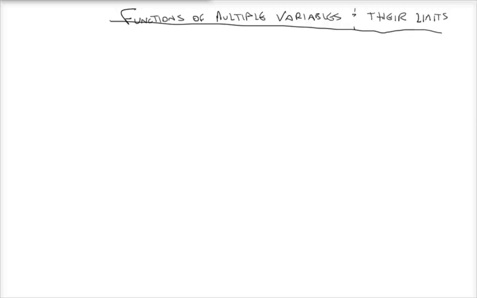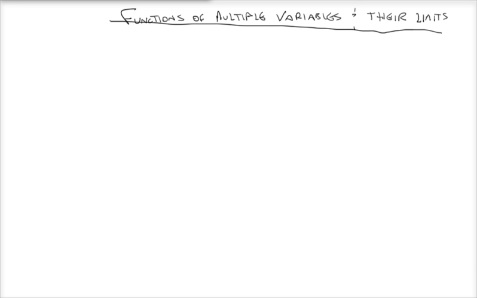Hey, so this is Joe, and this is the first video for the 14th chapter in Stewart's Calculus, and we're going to be talking about the functions of multiple variables and the limits of these functions, and also, by extension, the continuity of these functions.